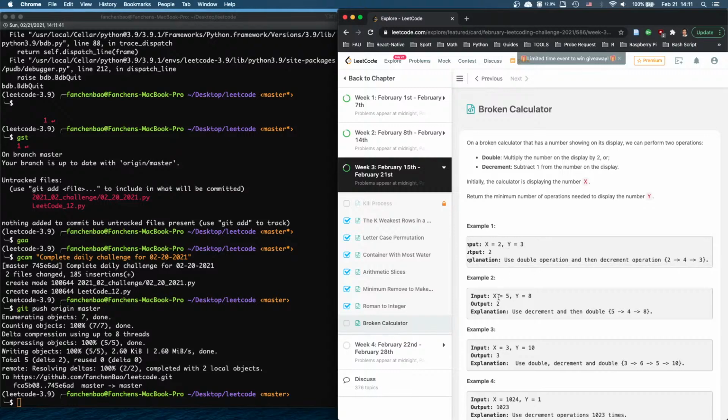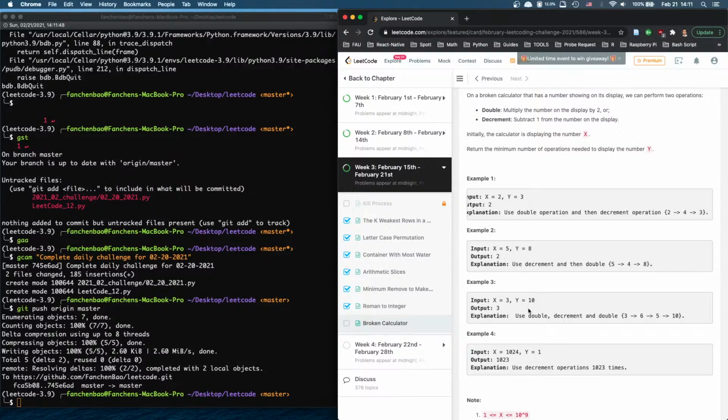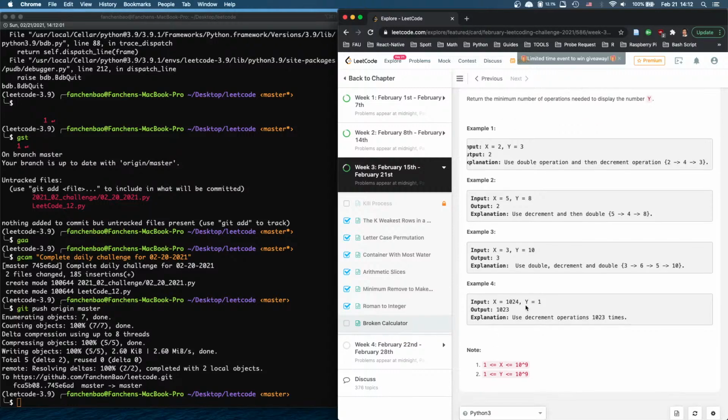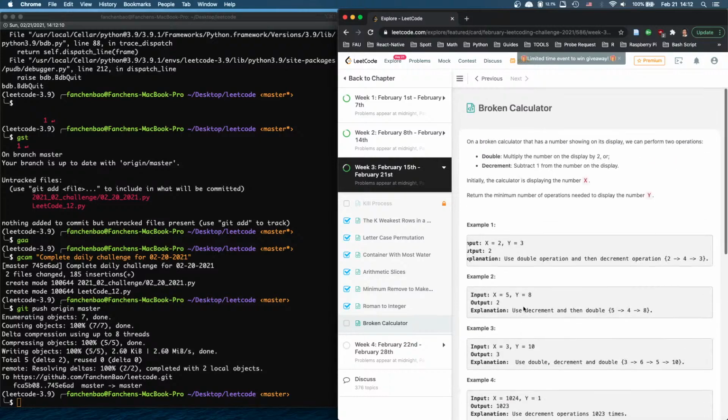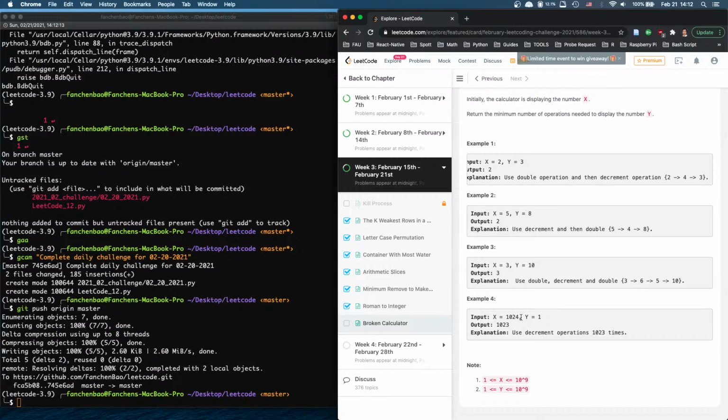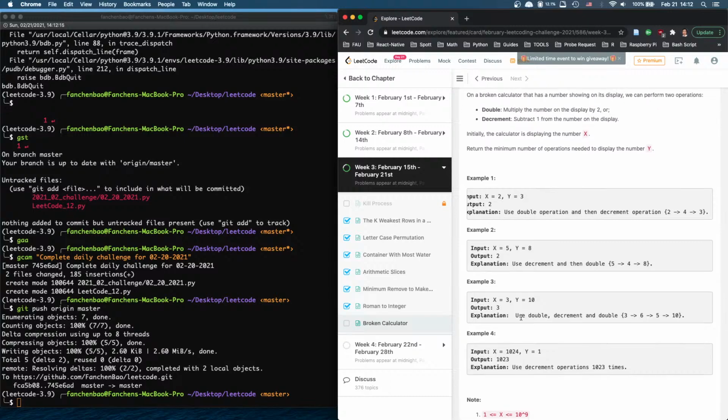5 to 8: minus 1, then double it. Okay. 3 to 10: you double it to 6, minus 1 to 5, and double it again. 10 to 1, you have to do 9 decrement operations. Hey, why? Why can't you just... oh wait, to bring it down.